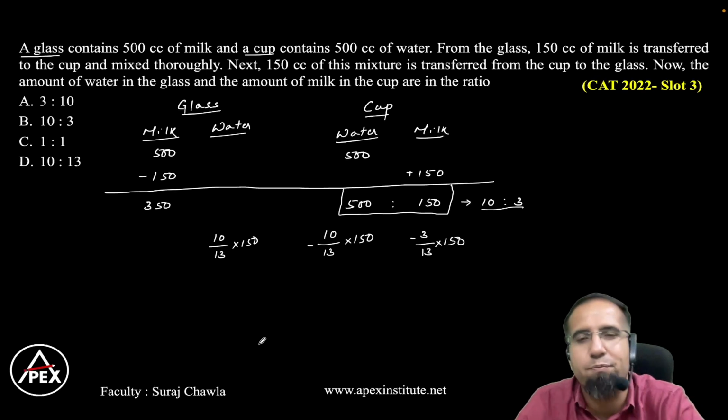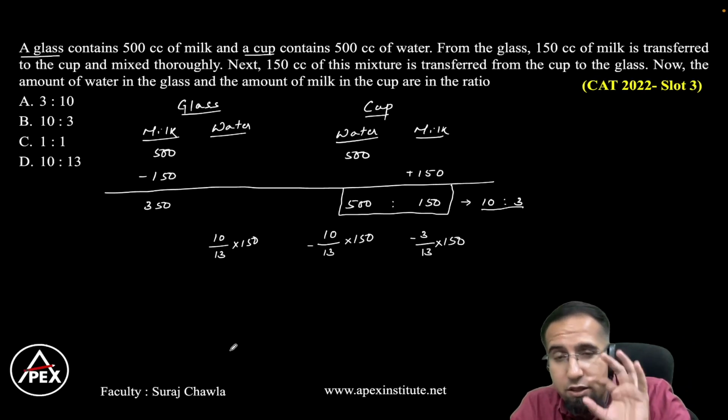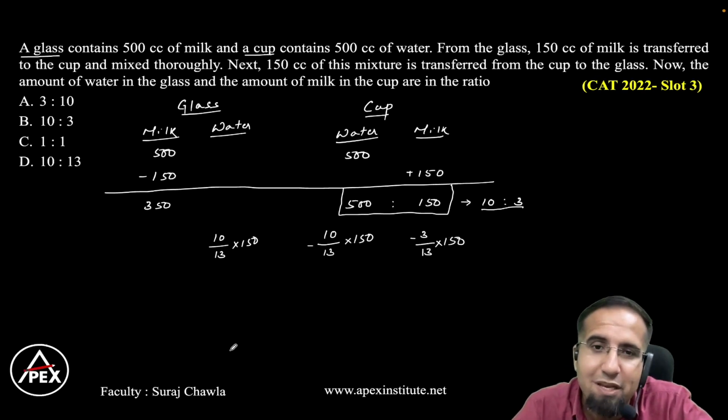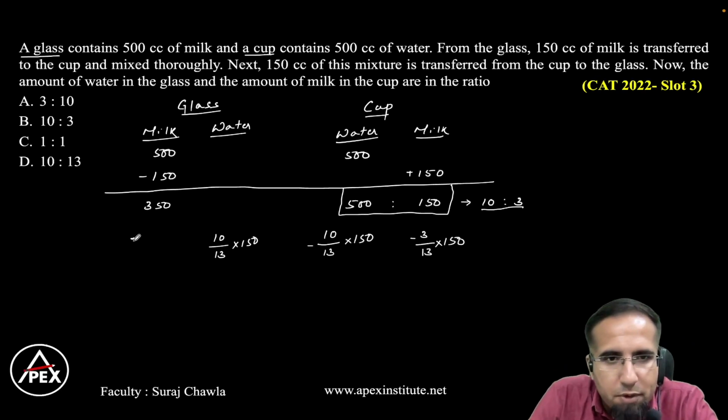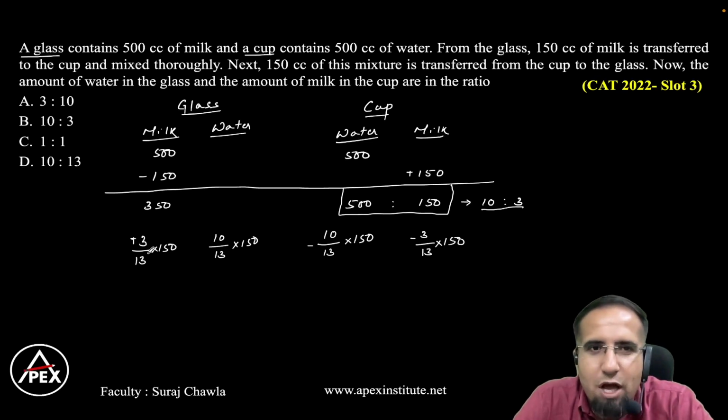This is the concept of mixtures. Whatever quantity you take out should be in the ratio in which they have already been mixed. So the milk here becomes plus 3/13 of 150. This is what is happening now. The amount of water in the glass and the amount of milk in the cup are in what ratio?